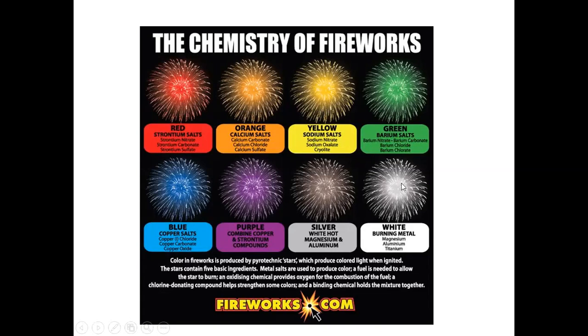Then the white color comes from burning metal. It could be magnesium burning, aluminium burning, or titanium burning. Right, so these colors are produced by the chemicals they're using in the crackers, and these are the emission spectrums. Each element has its own emission spectrum.